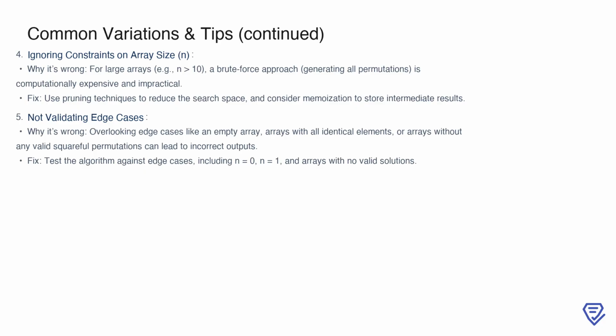Additionally, not validating edge cases is a common oversight. Examples include failing to account for an empty array, arrays with all identical elements, or arrays that don't have any valid squareful permutations. These cases can lead to incorrect outputs if not handled explicitly. To prevent this, test your algorithm with edge cases like n equals 0, n equals 1, and arrays that cannot form valid solutions. Robust edge case handling ensures that your implementation is both complete and reliable.